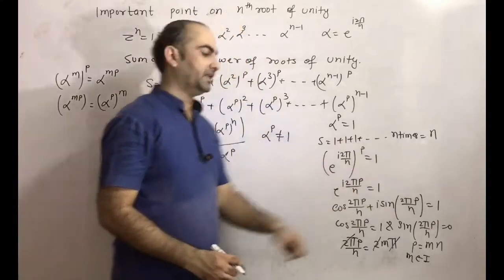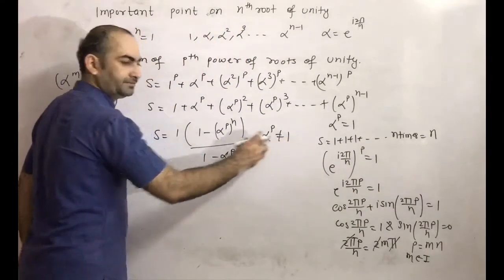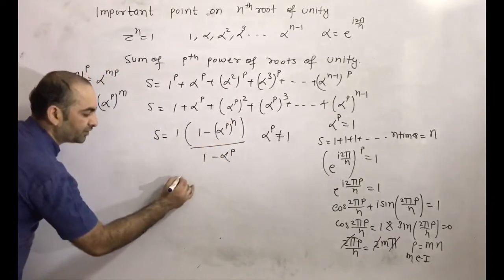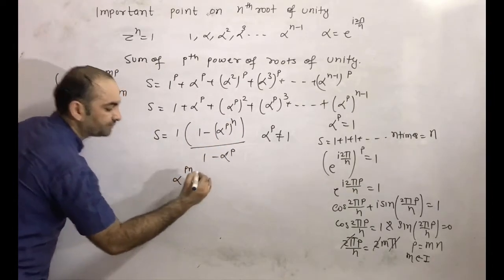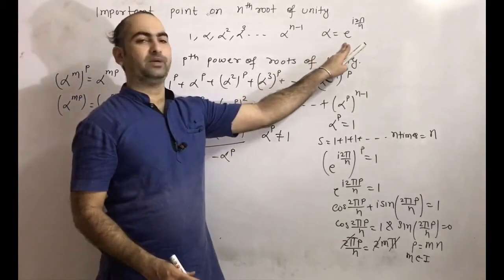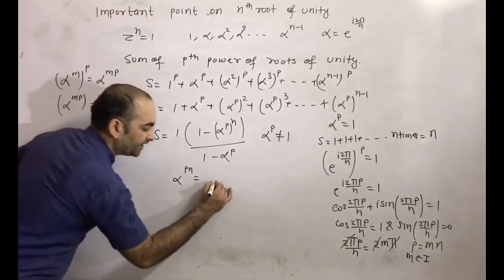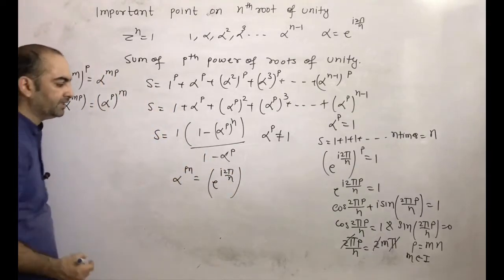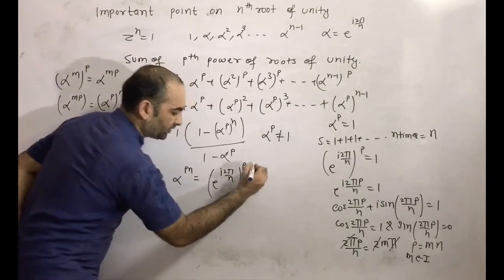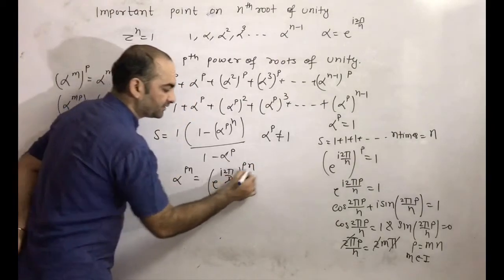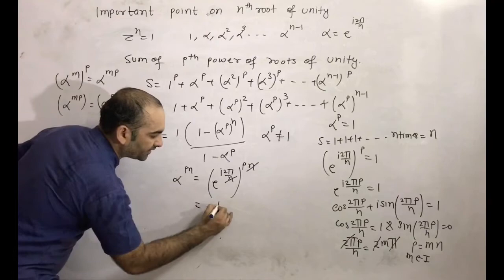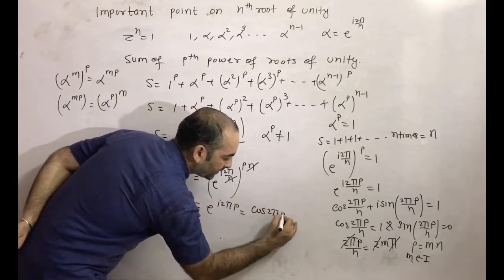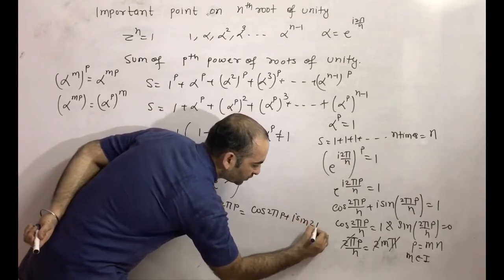Then the summation is n. But if alpha to the power p is not equal to 1, then we will find alpha to the power p to the whole power n. So we have to find alpha to the power pn. The alpha value is e to the power iota 2 pi by n. So if I put here e to the power iota 2 pi by n to the whole power pn, here n gets cancelled. So this will come out e to the power iota 2 pi p, which is cos of 2 pi p plus iota sine 2 pi p.